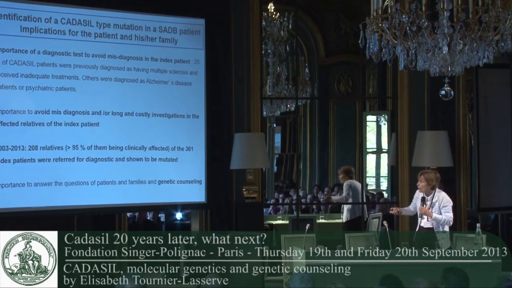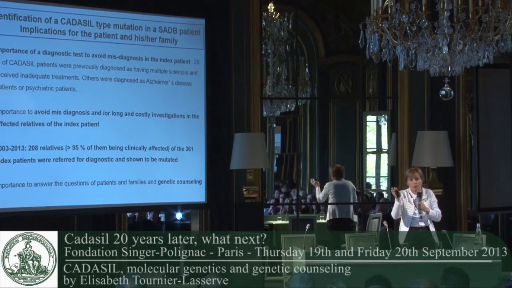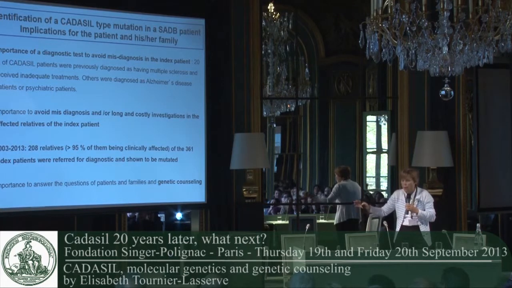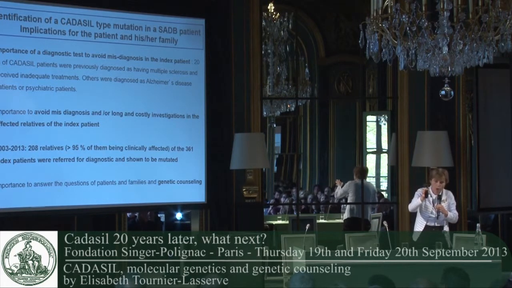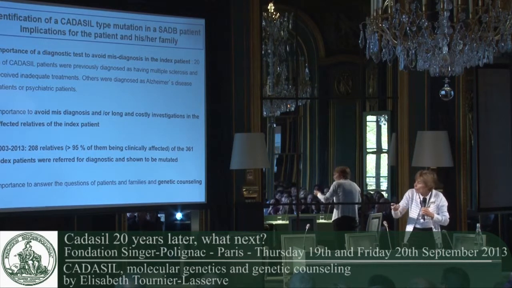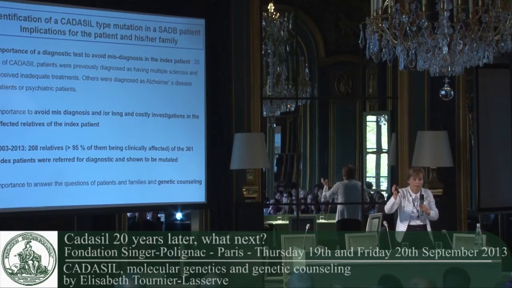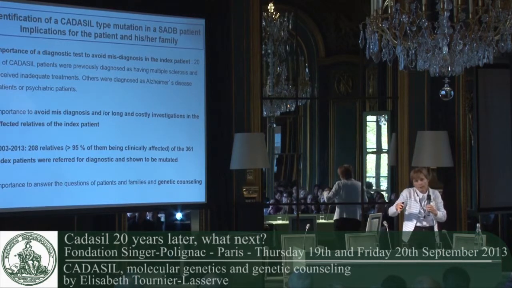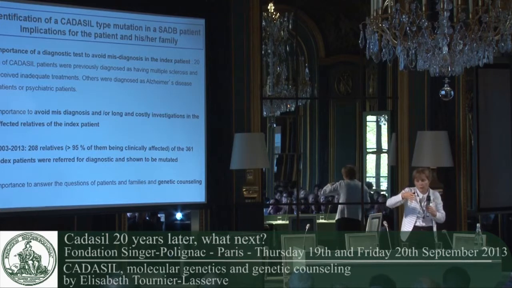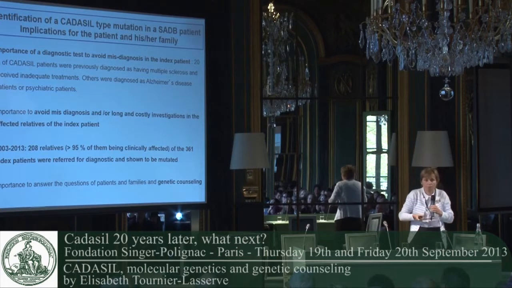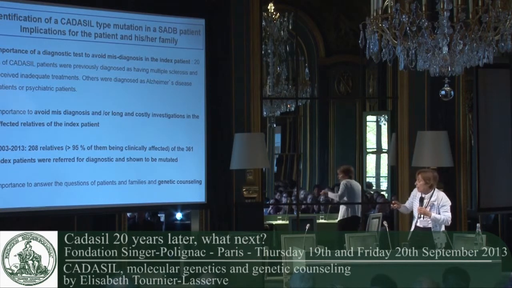But I would like to show you that, in fact, during the same period, we have 361 index patients, the first patient to be diagnosed in a family. And if you look here, we have only 208 relatives. You can relate that to the approximate size of a French family, and it's autosomal dominant, so you would expect half and half. So, in fact, it fits.